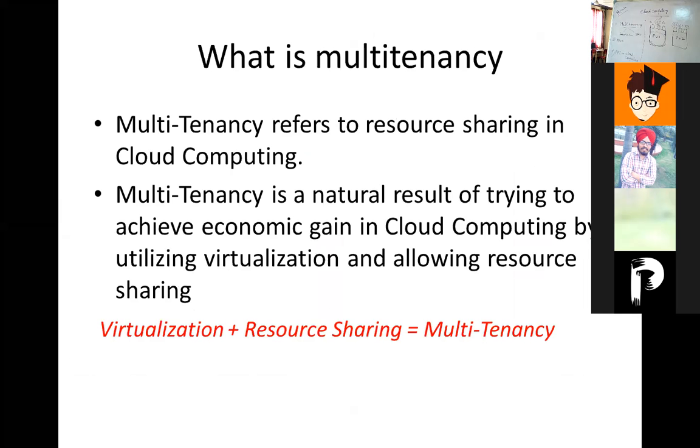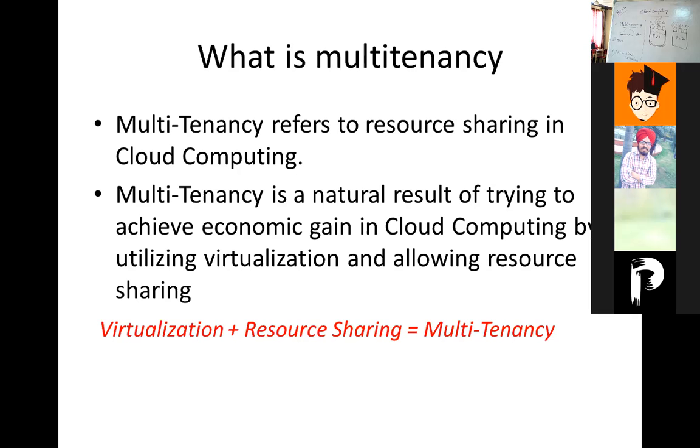So what I have discussed, we'll discuss again in 2 minutes and complete the topic called multi-tenancy. Multi-tenancy refers to the resource sharing in cloud computing. Multi-tenancy is a natural result of trying to achieve economic growth. Why are we into a multi-tenancy environment nowadays? Every cloud service provider is looking for multi-tenancy, to gain economic gain, meaning to increase the worth and the market share in the cloud computing sector, for every kind of company, whether it's IBM, Google, Amazon Web Services, or Microsoft Azure.